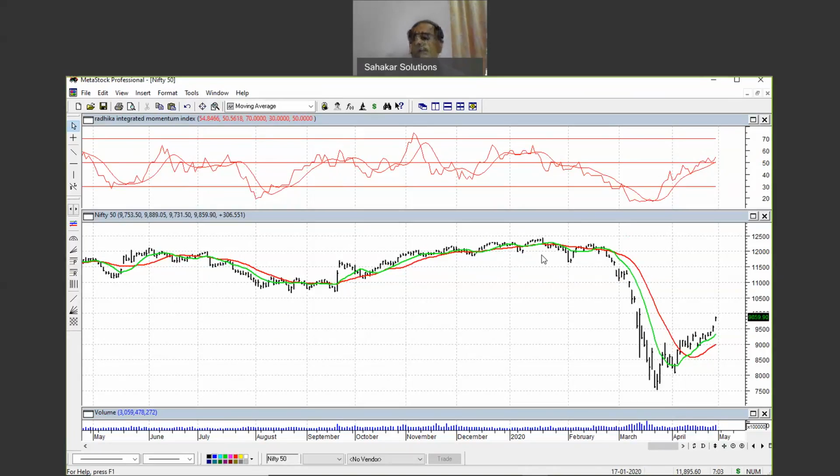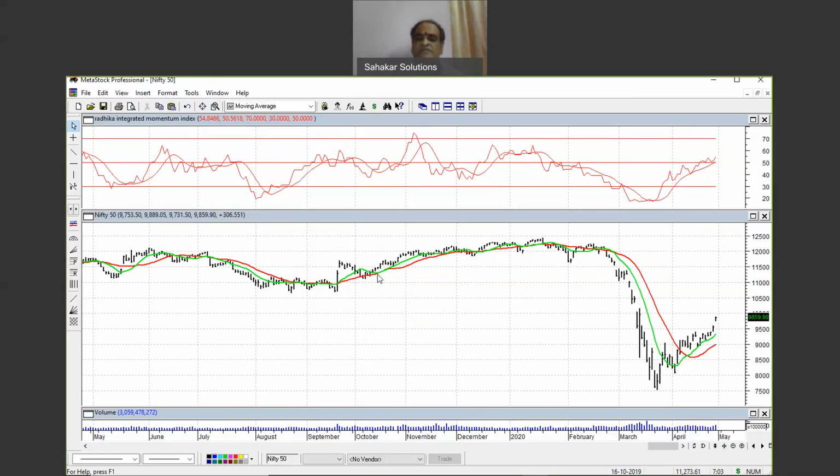Next thing is the short-term moving average must be above the long-term moving average, as you would see here. Then price must be above both of them. This is for entering into long or buying the stock.